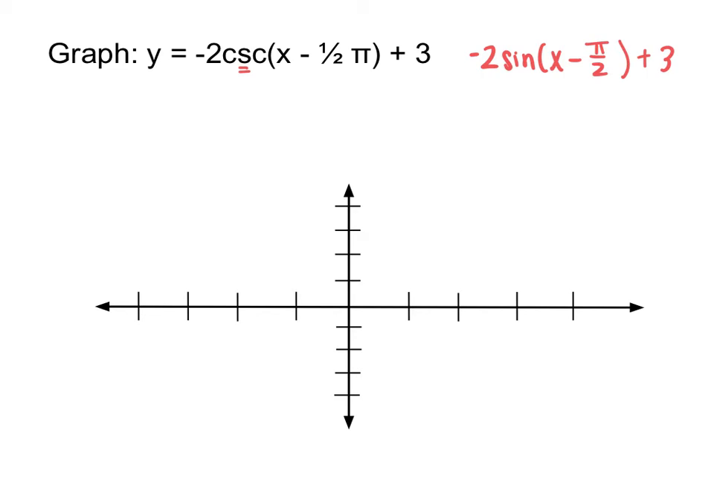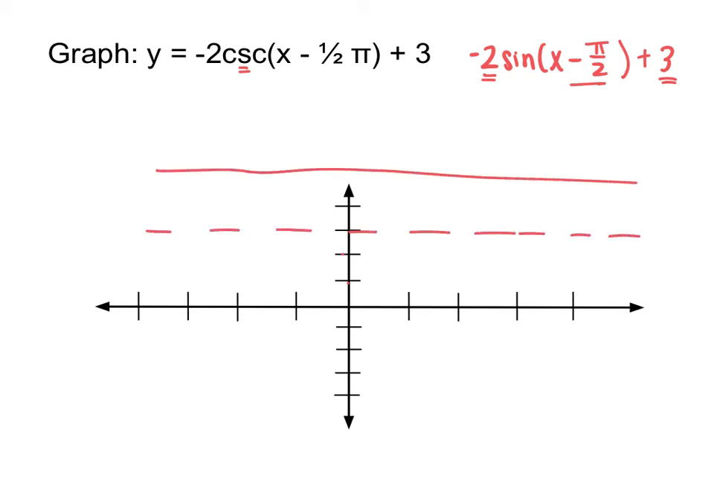Now, again, I'm not going to worry about doing my ABCD, but I could, okay? My amplitude is this, midline is this, I have that phase shift, okay? Let's start with the midline really quick. We have a midline of 3. We have an amplitude of 2, so I'm going up 2, I'm going down 2. My sine function will fit in between there, but my cosecant function will be outside of there.